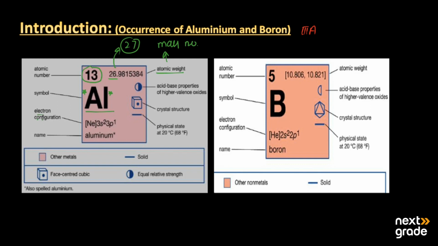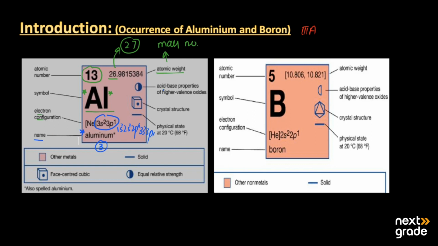Next, its electronic configuration. If I write its complete electronic configuration, it can be written as 1s2, 2s2, 2p6, 3s2 and 3p1. So its valence shell electronic configuration is 3s2 3p1. It means it contains 3 electrons in its valence shell. Then its complete name is aluminium.